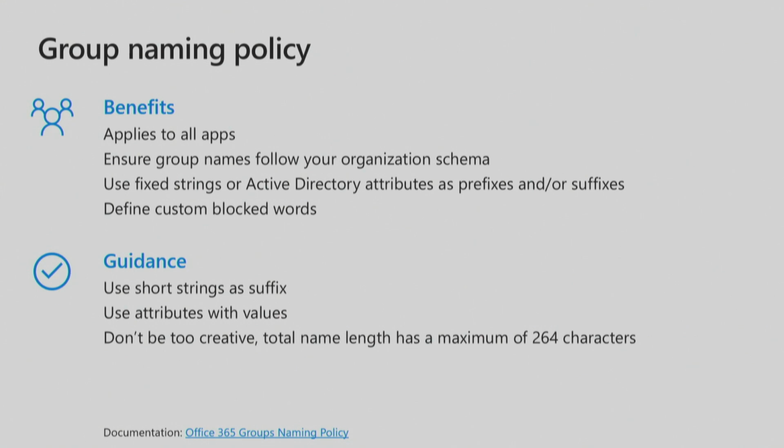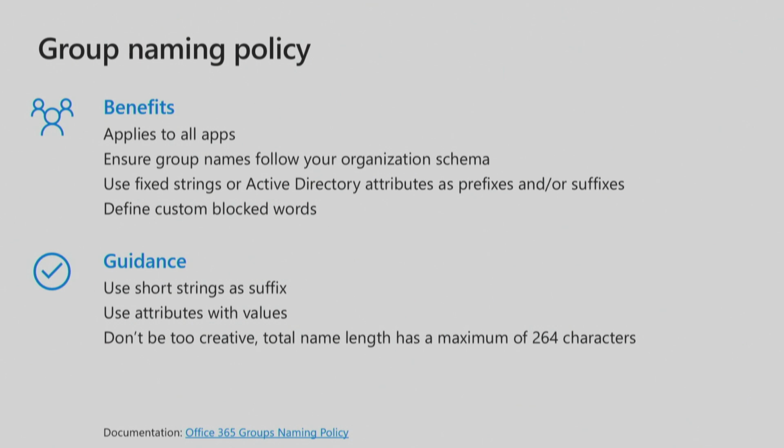It applies to all apps that create Office 365 groups. And the two aspects are, one, there is a prefix and suffix that you can define if you want to apply this to your group names. And two, you can provide a list of blocked words. So you can get creative on the blocked words part.